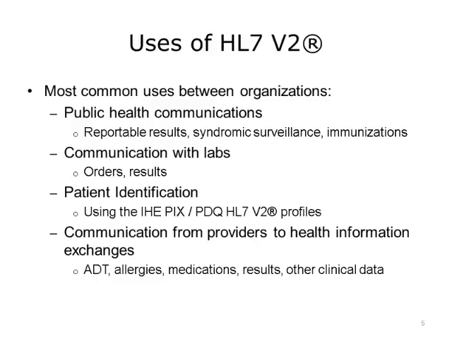The most common uses of HL7 version 2 between organizations are messages for public health communications, such as reportable results, syndromic surveillance, and immunizations. Another common use is for order and result communication between doctors and commercial labs. A third common use of HL7 messages is for identifying and matching patients in a health information exchange. HL7 version 2 is also a common vehicle providers use to share health information about patient visits to a health information exchange.